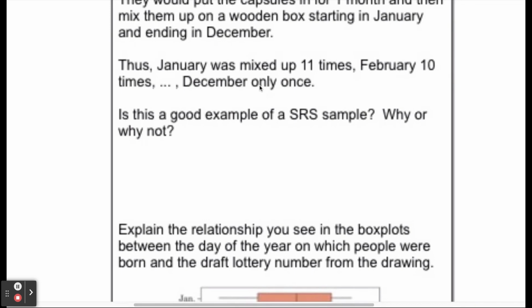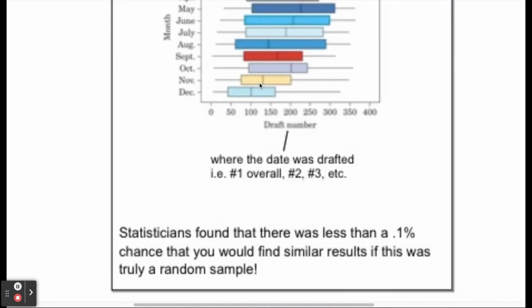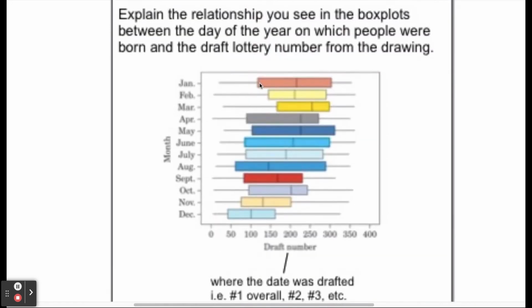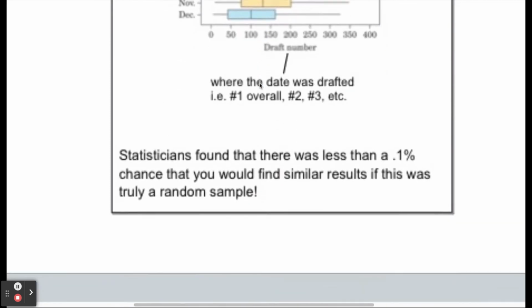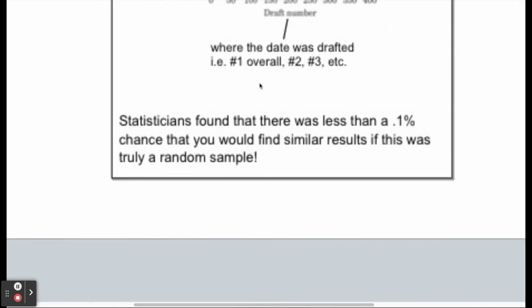Okay? In fact, way after it was all said and done, some statisticians figured out the probability of all this happening, and they found that there was less than a 0.1% chance that you could find similar results if this was truly a random sample. Right? Again, a pretty big mistake considering what these draftees were being asked to do.